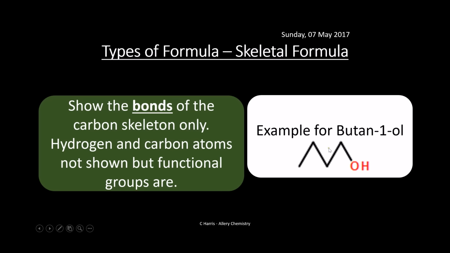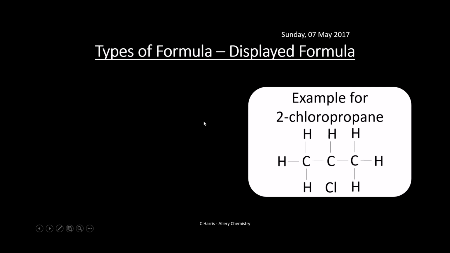We use these in organic chemistry because it can take a while to draw out your carbons and hydrogens, etc. It's just a lot quicker displaying it like a skeletal formula. It looks like a load of zigzags, but actually each point here is a carbon with the maximum number of hydrogens that can fit around it, according to where it is in the molecule. So that's the skeletal formula.